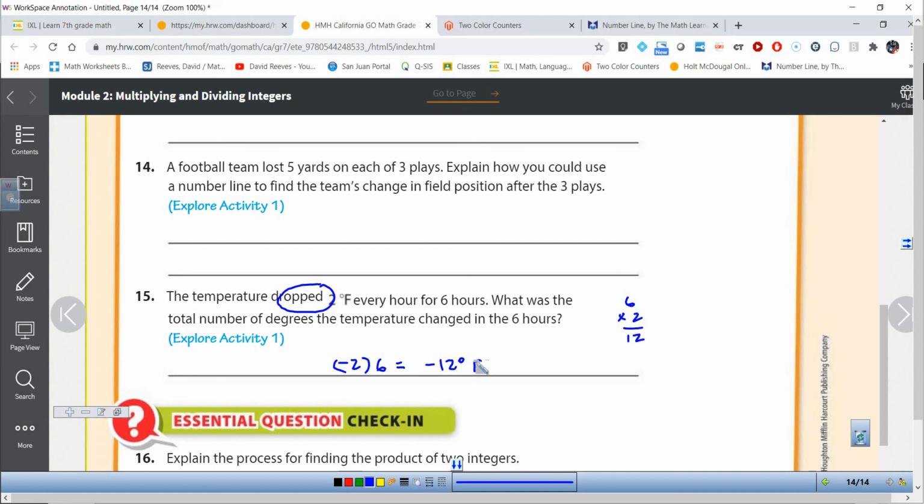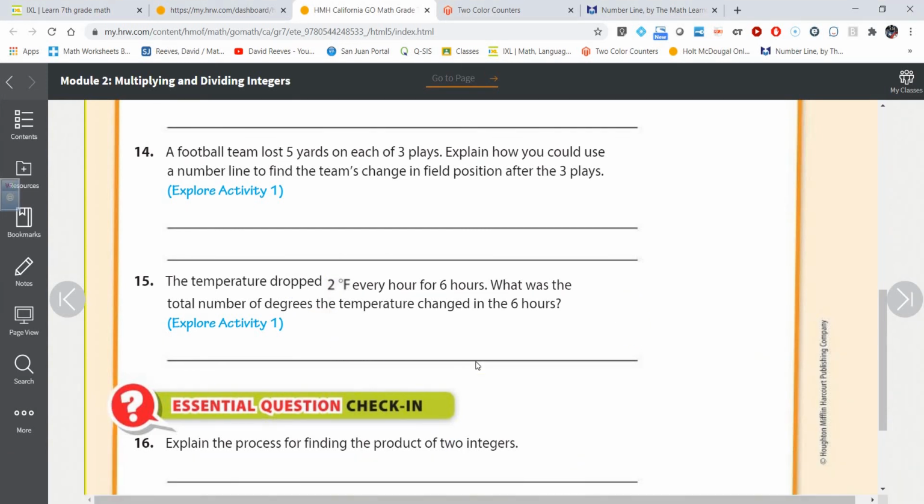All right. Okay, well, I hope this video helped you understand the meaning of multiplication with positive and negative integers.